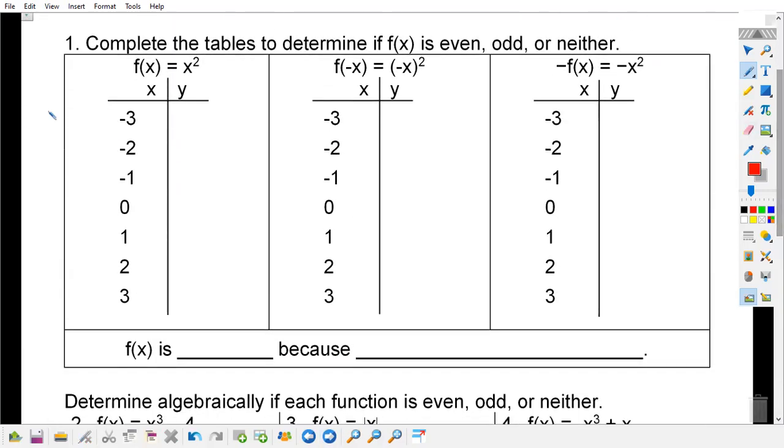So here we go. Starting off with a table, we're going to start off very simple with f of x equals x squared. Okay? Right off the bat, if I look at this as far as a polynomial and its degree, what is the degree of f of x?